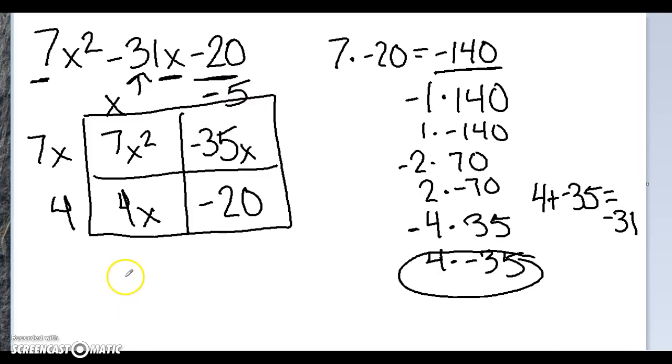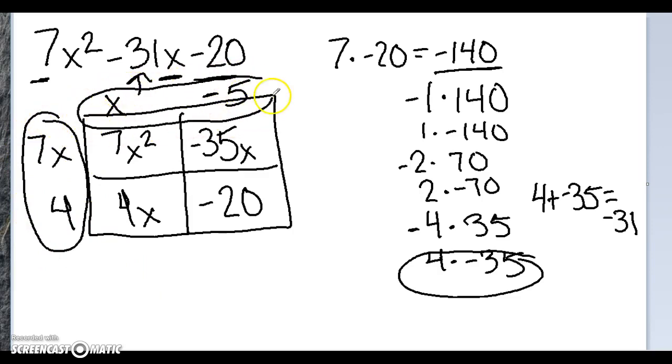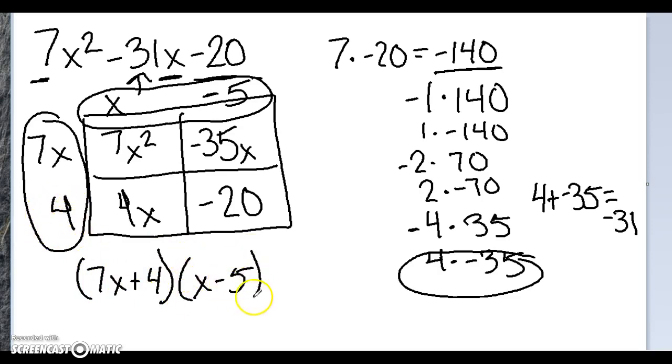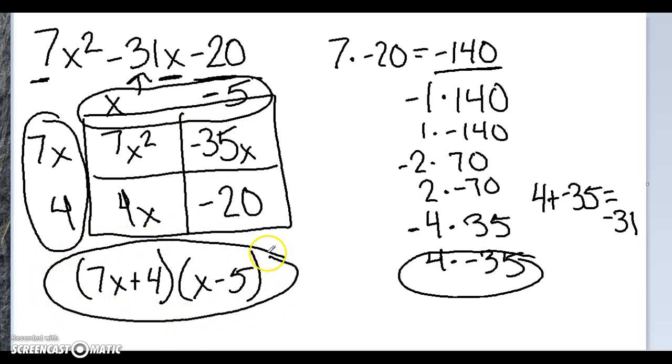So once you've pulled out your GCF from each row and from each column, you have your factors. One factor out in front and one factor up above. So my factors for this trinomial would be 7x plus 4, since this is a positive 4, and x minus 5, since this is a negative 5. And again, you could flip-flop these factors if you wanted the x minus 5 first. That's fine as well. But here are your factors for this trinomial.